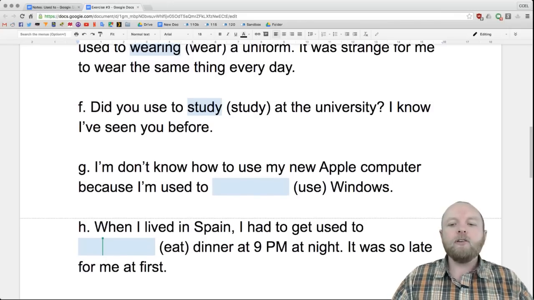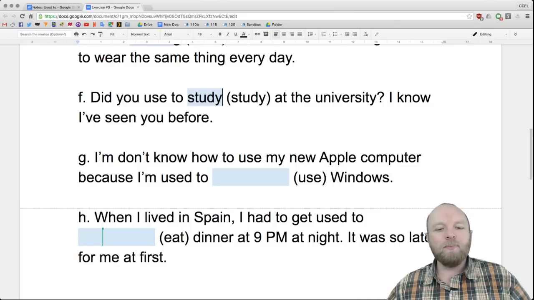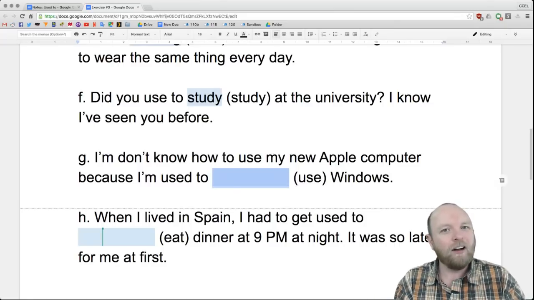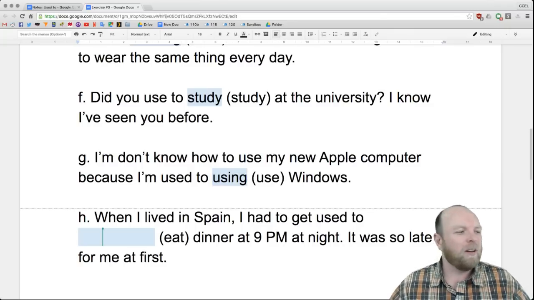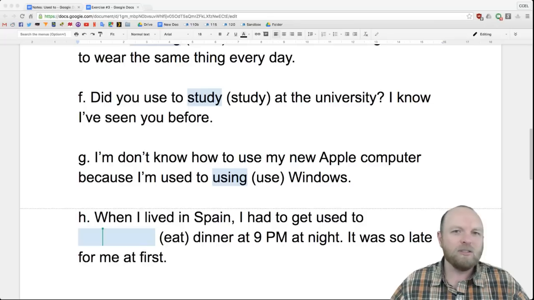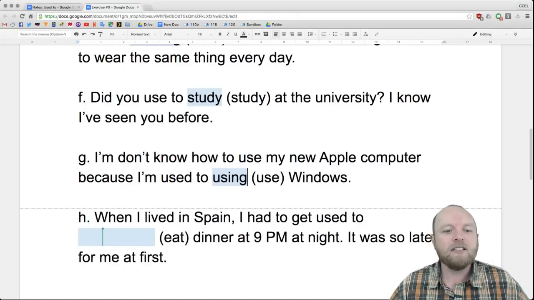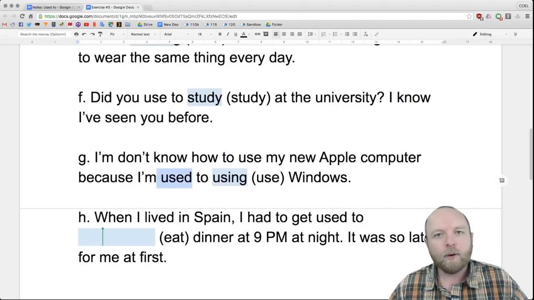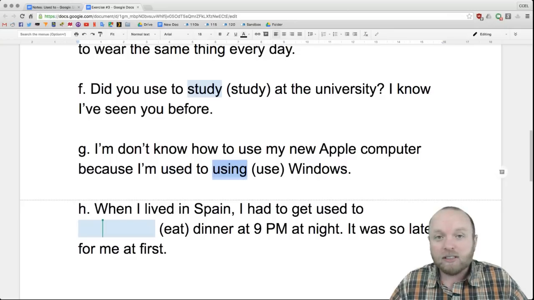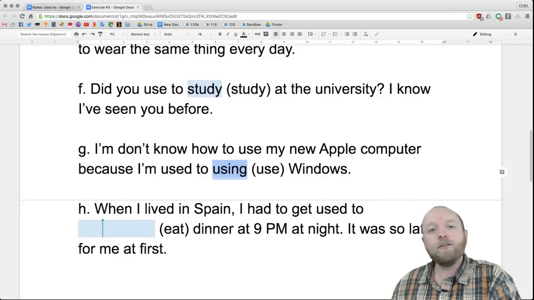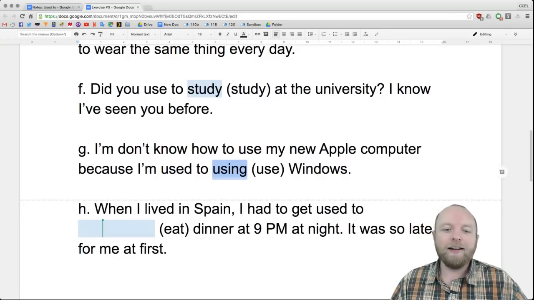I don't know how to use my new Apple computer because for me, Apple's not comfortable. Windows is comfortable, right? I'm used to using. And Selma wrote, is this okay? Can we say I'm used to using? Yes, because they're different meanings, right? We talked about that before. This is not the same meaning, right? They're completely different. I know English is crazy, but they're not the same. So this is fine. I used to use, I'm used to using, that's fine.